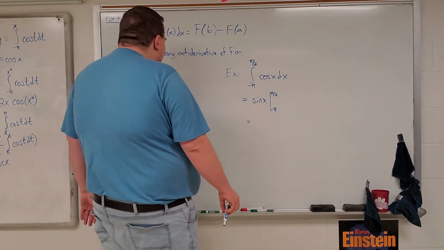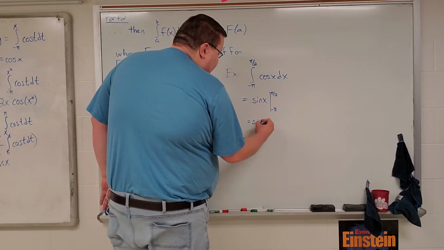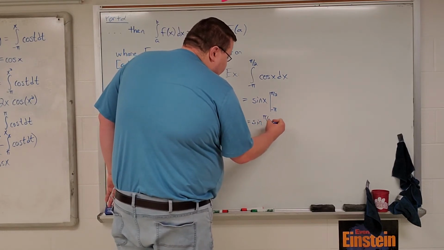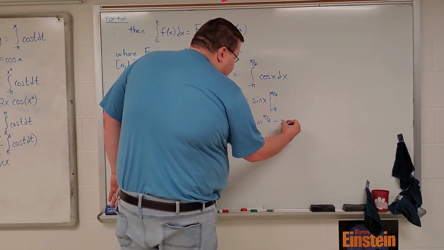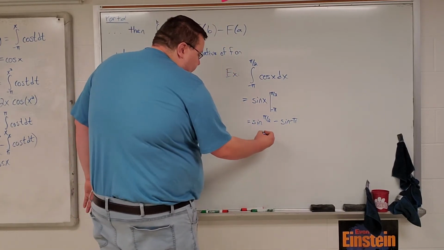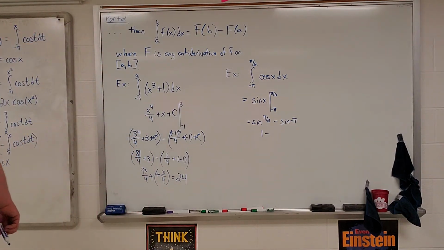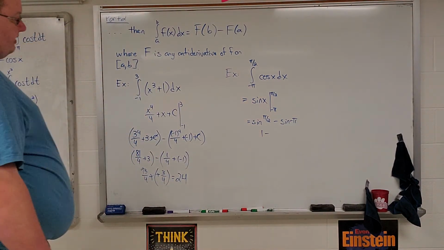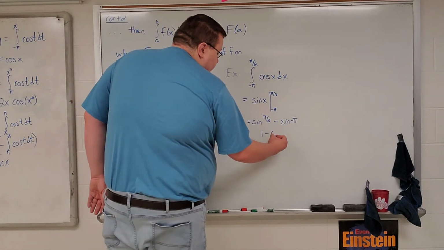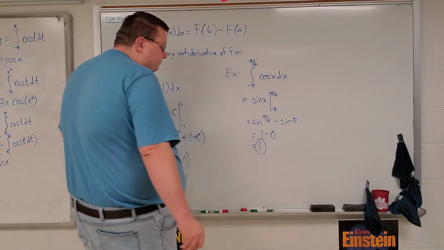Sine of pi over 2, sine's the y coordinate, that's 1. So that's going to be sine of pi over 2 minus the sine of negative pi. This is 1 minus sine of negative pi. The y-coordinate at negative pi is 0. So that's 1 minus 0. So the answer is 1.